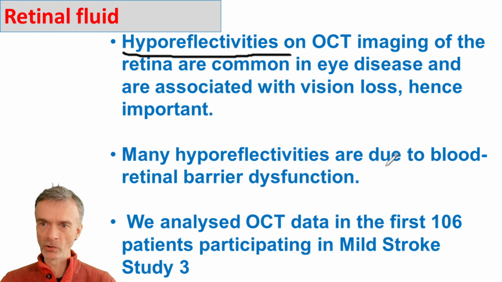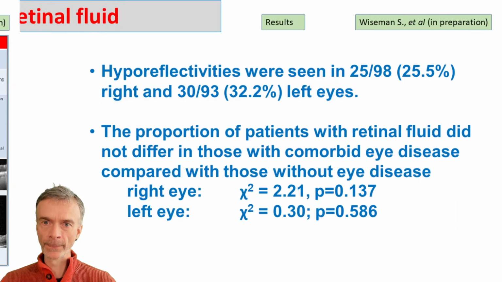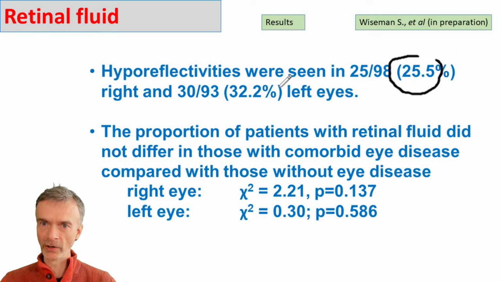They're typically due to blood-retinal barrier dysfunction, but not many people have studied it in stroke and small vessel disease, and so we looked at the data in the first 106 stroke patients. We put together a little grading scheme where we can classify these findings as mild, moderate, and severe. And the main results so far is that these hyporeflectivities are seen in 25 to 32% of patients.